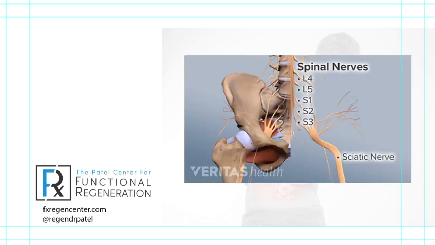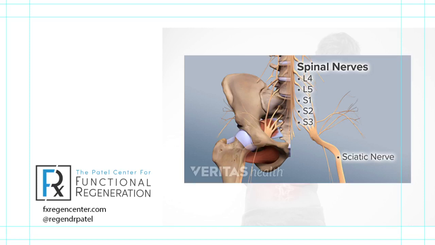Well, to understand that fully, the sciatic nerve is a big old nerve that travels through the buttock and down the back of the leg, and it comes from several different nerve roots in the low back. So the L4, L5, S1, S2, and S3 nerve roots all come together to form this big nerve called the sciatic nerve, and that travels down through the buttocks and down the leg.